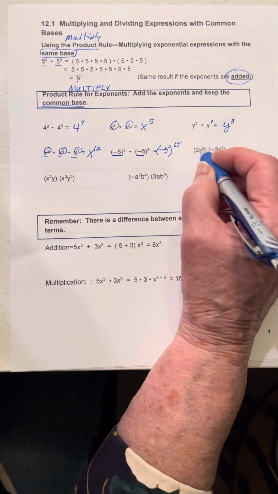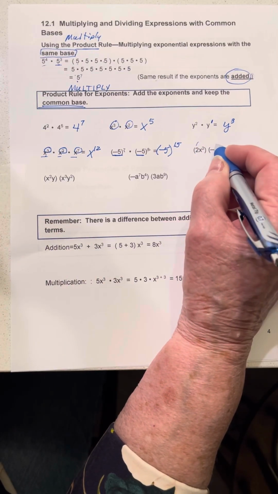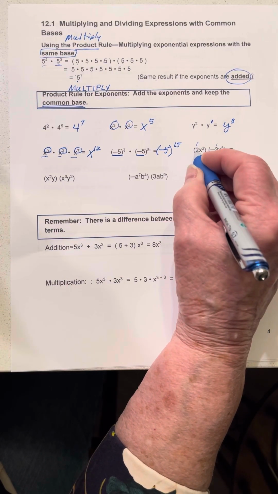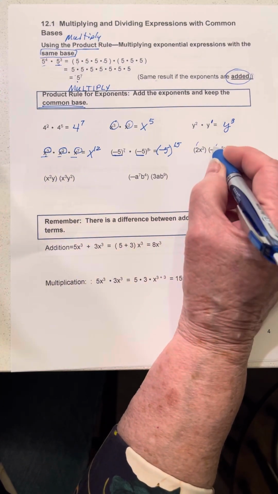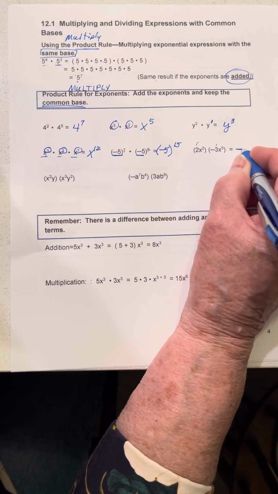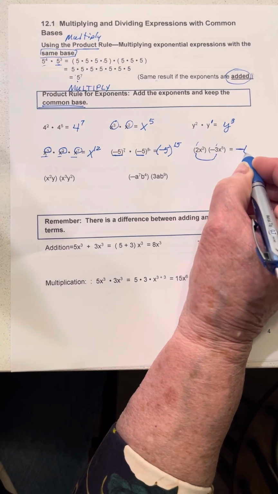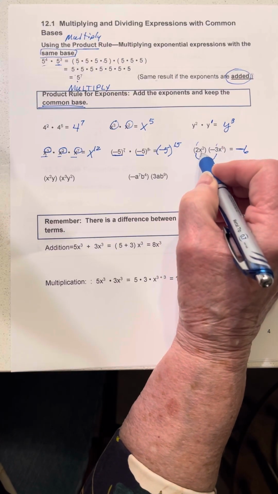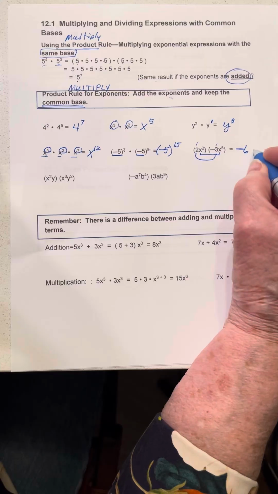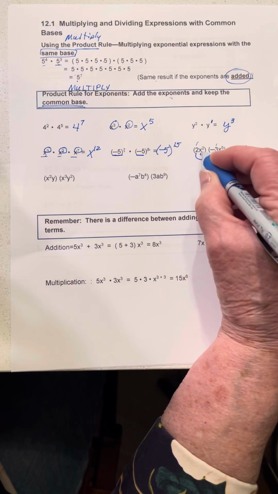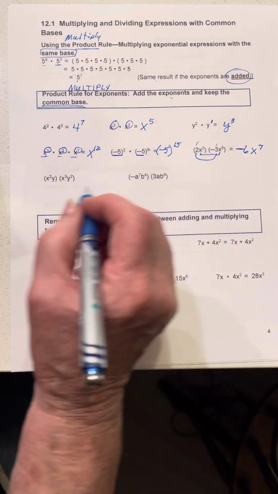Now, we've done these before where we've had variables and we've had constants. So the first thing we're going to take a look at is, is it going to be positive or negative? Well, the signs are different, so it's going to be negative. Now we're going to multiply 2 times 3, which is 6. And we're going to multiply x squared times x to the fifth, and we're going to use this rule. We have the same base, and we're going to add the exponents. 2 plus 5 would be 7.